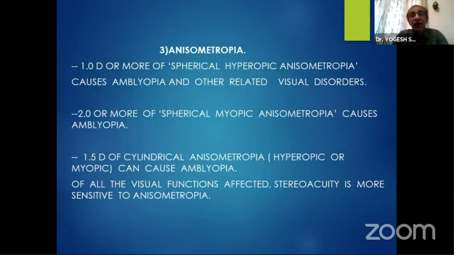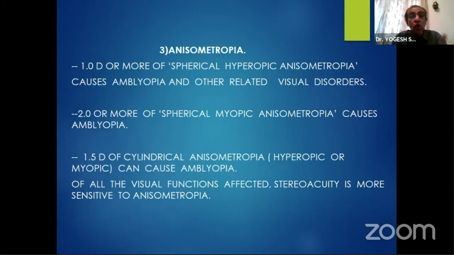Now, anisometropia. See, we are talking one by one. We are taking the subjects of all the types of refractive errors one by one, which is important. Now, one diopter or more of spherical hyperopic anisometropia causes amblyopia and other related visual disorders, which we already talked about. So now, what is the cutoff line? What is the cutoff point where we should be serious about refractive errors in children?